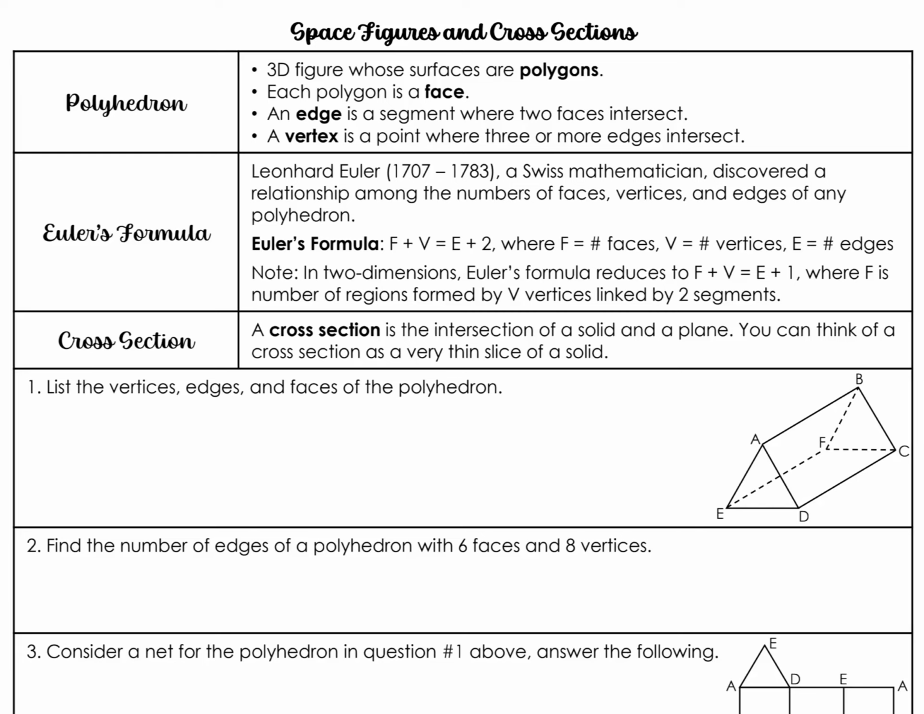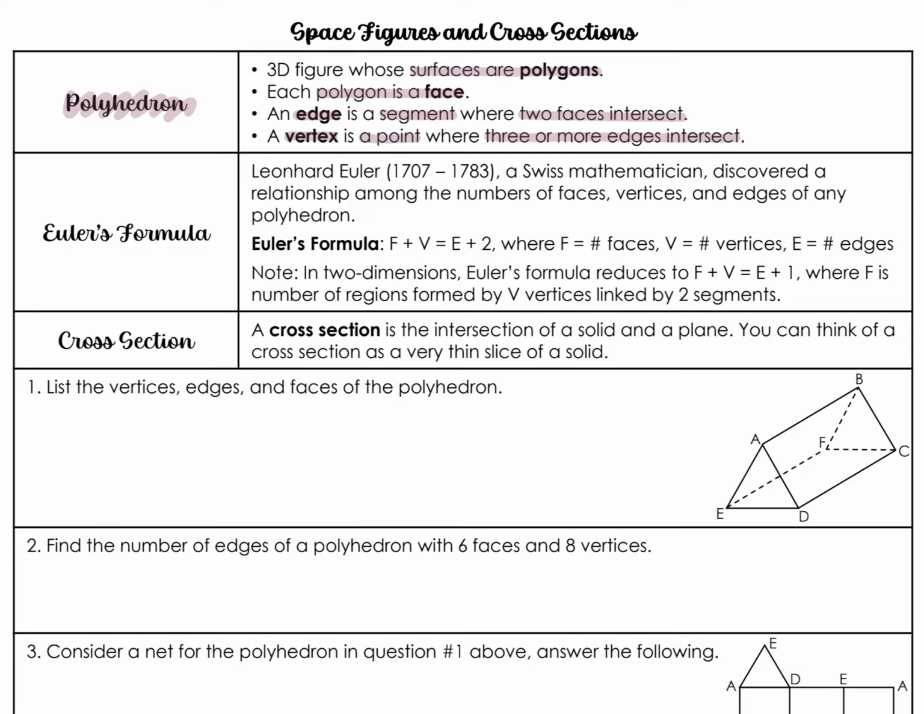This video is going to go over Euler's formula and cross-sections. We're going to begin with what is a polyhedron. A polyhedron is just going to be a 3D figure whose surfaces are going to be polygons. Each polygon is going to be called a face. An edge is going to be a segment where two faces are going to intersect. And lastly, a vertex is going to be a point where three or more edges intersect.